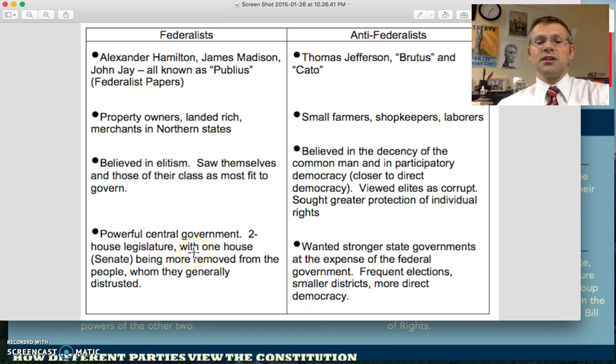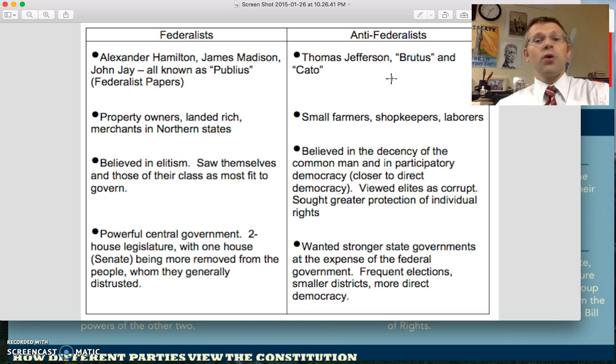They wanted a two-house legislature, and so they wanted the Senate to kind of be removed from the people. So for a long time, this is getting into details, but for a long time, senators were appointed by the legislative house of each state. But eventually, people are able to decide who their senators will be. But generally, they distrusted the people. They feared the tyranny of the people. They thought the people might become a mob and take over.